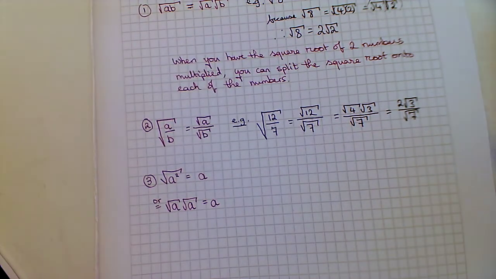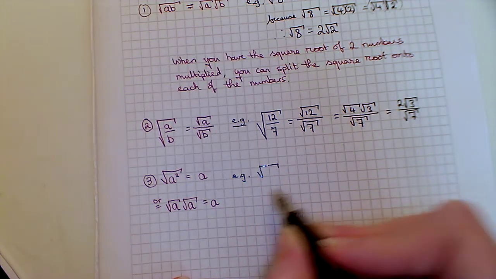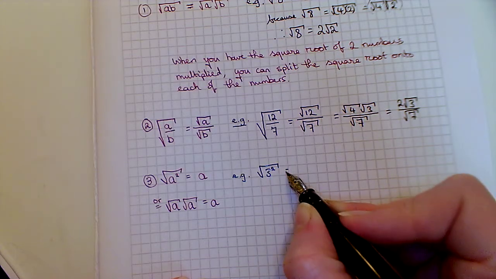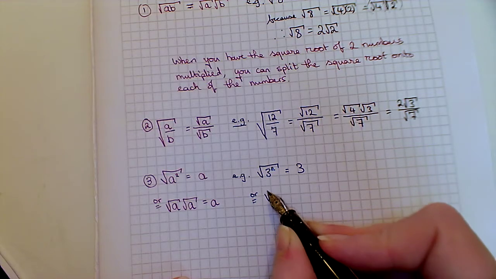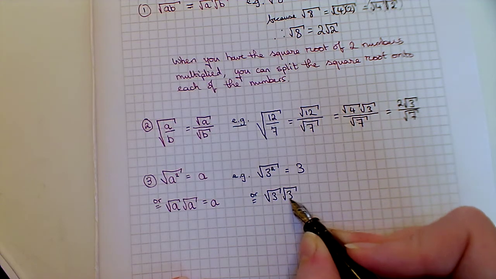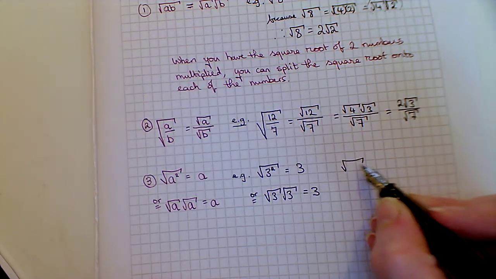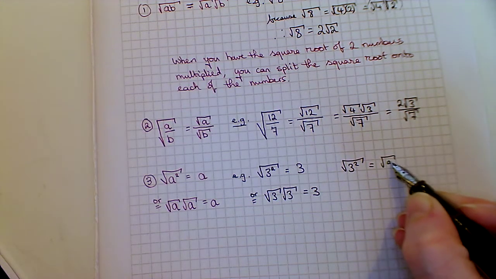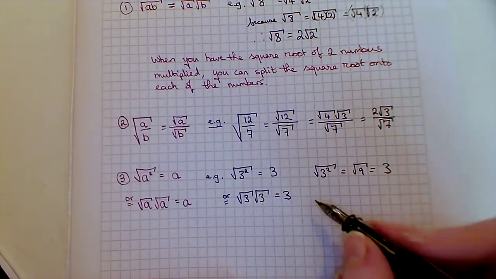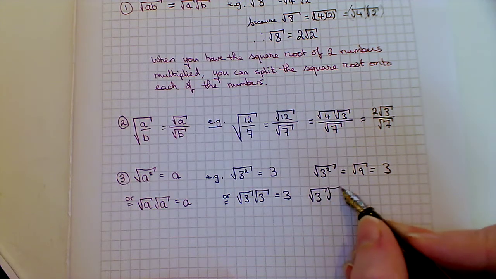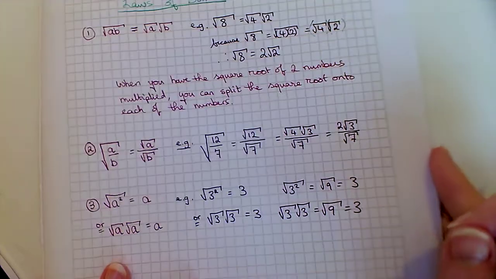Okay, so what does that mean? With some numbers, if I have the square root of 3 squared, then that is just 3. Or if I have the square root of 3 multiplied by the square root of 3, that's just 3. Why? Because the square root of 3 squared is the square root of 9, which we know is 3. And by our first law, the square root of 3 by the square root of 3 is the square root of 3 by 3, and that's just 3 as well.